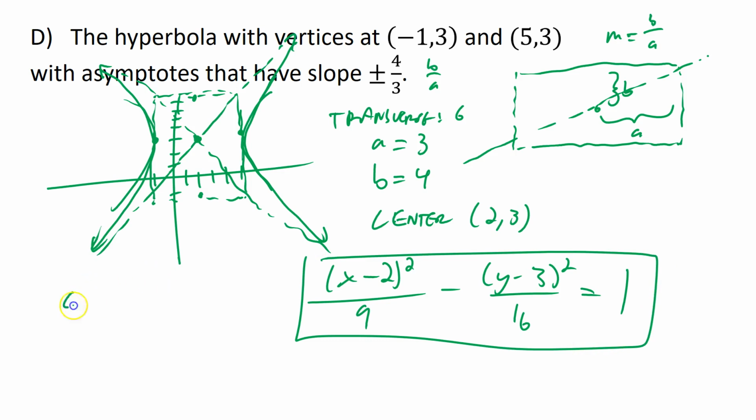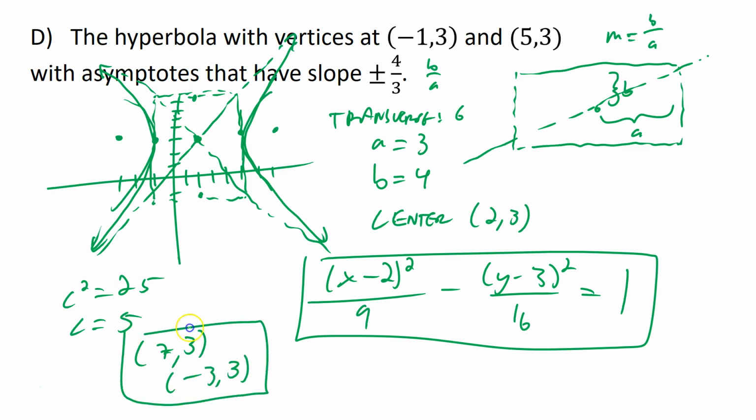Foci, let's see. c squared is going to be a squared plus b squared, so that's 9 plus 16 is 25. Yeah, that's a nice number. So c is plus and minus 5. So I go right 1, 2, 3, 4, 5 right there. Left 1, 2, 3, 4, 5 right there. So 2 plus 5 is 7, so 7, 3. And 2 minus 5 is negative 3, so negative 3, 3. Those are our foci.